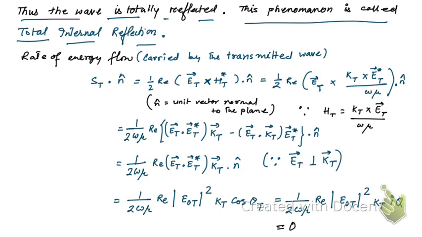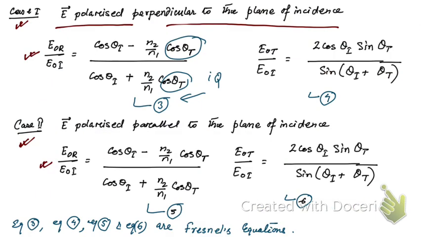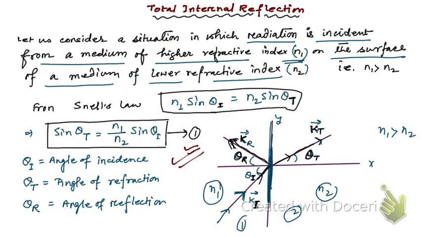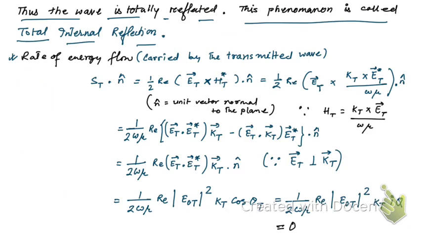And if you find the rate of energy flow, the energy carried by this transmitted wave, if you calculate this, then you will get the energy transmitted by this wave equal to 0, which means this wave is reflected back to the same medium completely. That's why the energy carried by this transmitted wave we're going to get is 0, right? So if we calculate the Poynting vector dot n cap, which is the unit vector perpendicular to the plane, at the end you're going to get 0, right?